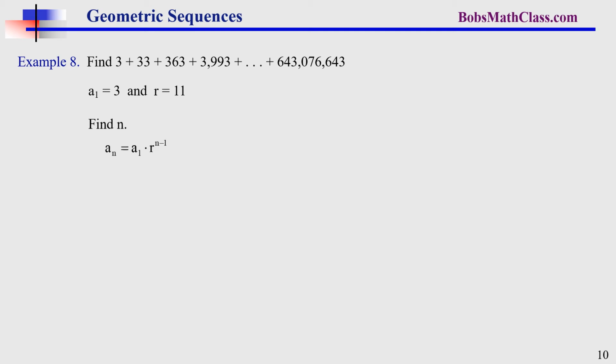Now we know that n has to be a whole number. Maybe it's 15. Maybe that's the 15th term. Maybe it's the 12th term. I'm not sure yet. We can't just recognize it off the top of our head. At least I can't. So what we're going to do is use this formula, and the last term is a sub n.